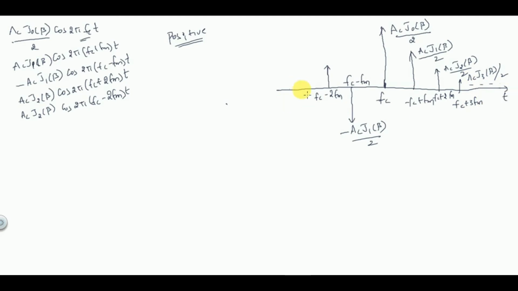Here again it will be negative. The next term is minus Ac, since J minus 3 of beta is equal to minus J3 of beta. So we'll get a negative impulse at Fc minus 3Fm. This will be minus Ac J3 of beta divided by 2, and so on. So this will be the spectrum.